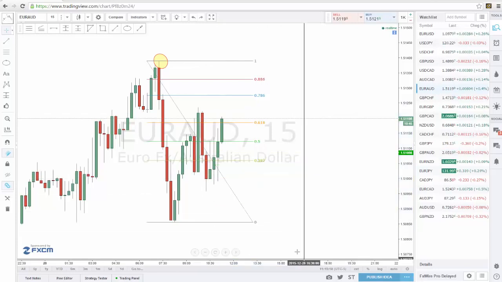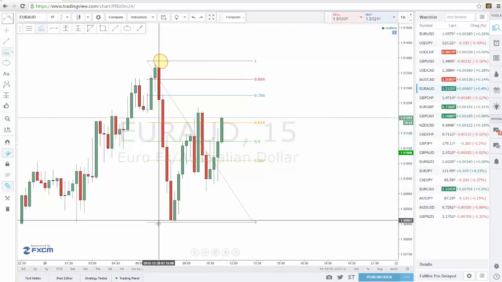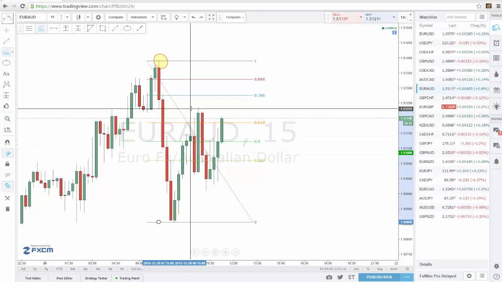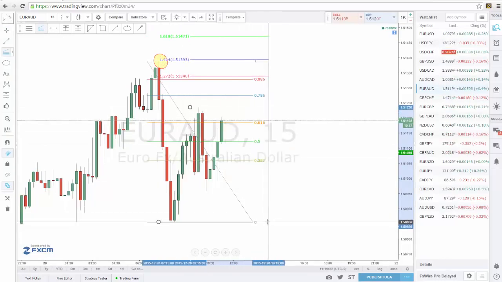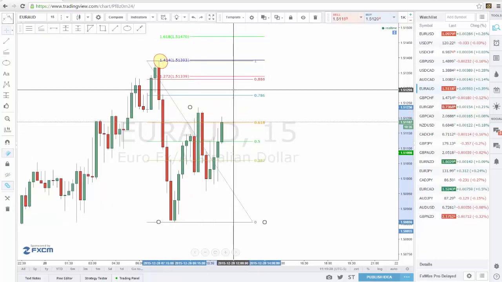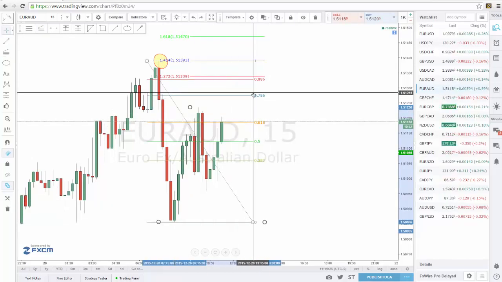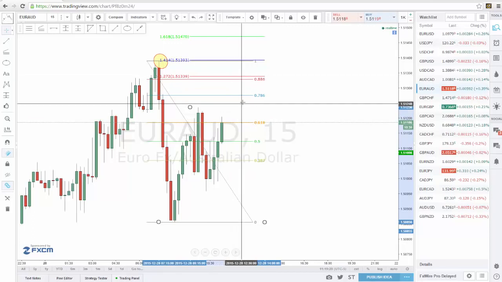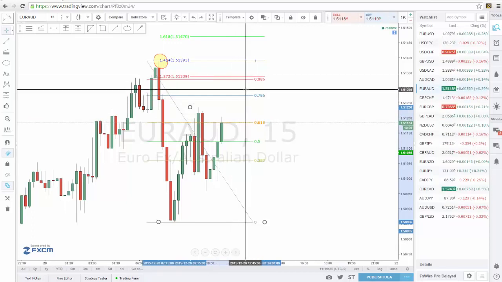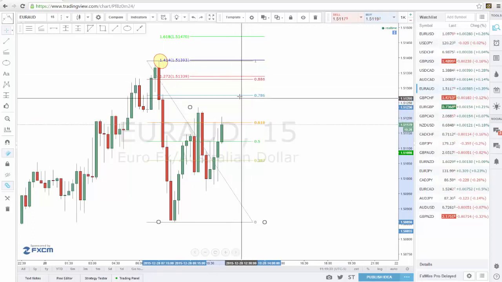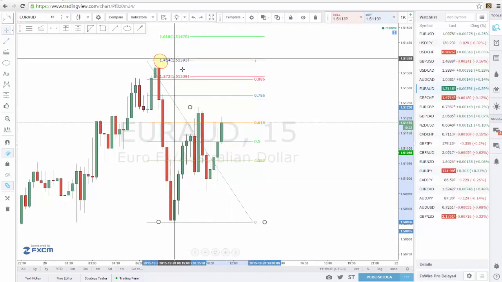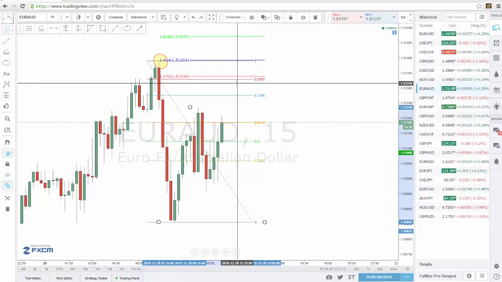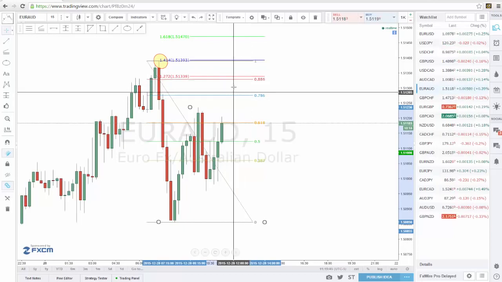And now we wait for a 127 extension or a 786 retracement. And what I always do is, if the 127 and the 786 have a little bit of confluence, if they're pretty close to each other, I trade from the 786. But in this case the 127 is going to give me a much better risk to reward, so I always take the 127 if they are very far away like they are here.